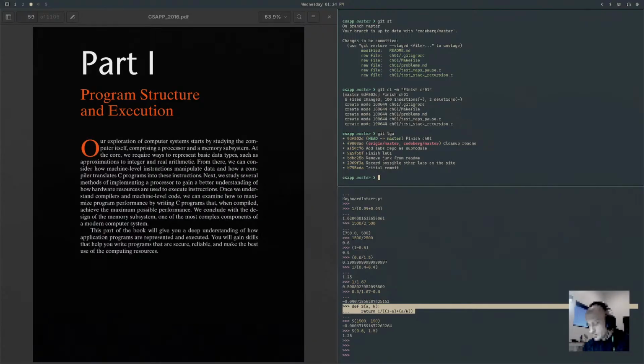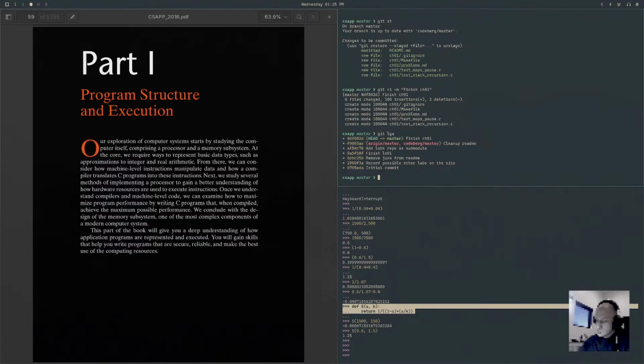Okay. Next, we study several methods of implementing a processor to gain a better understanding of how hardware resources are used to execute instructions. Once we understand compilers and machine-level code, we can examine how to maximize program performance by writing C programs that, when compiled, achieve the maximum possible performance. We conclude with the design of the memory subsystem, one of the most complex components of a modern system. This part of the book will give you a deep understanding of how application programs are represented and executed. You will gain skills that help you write programs that are secure, reliable, and make the best use of computing resources. Chapter 2, representing and manipulating information.